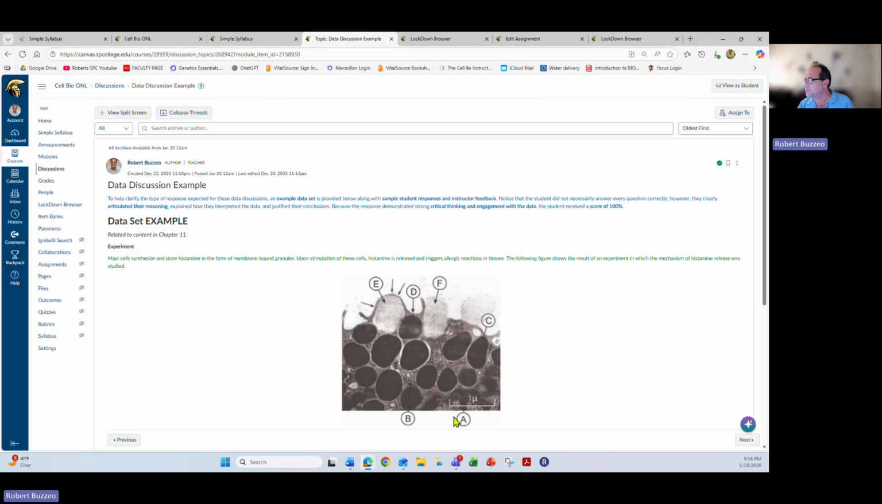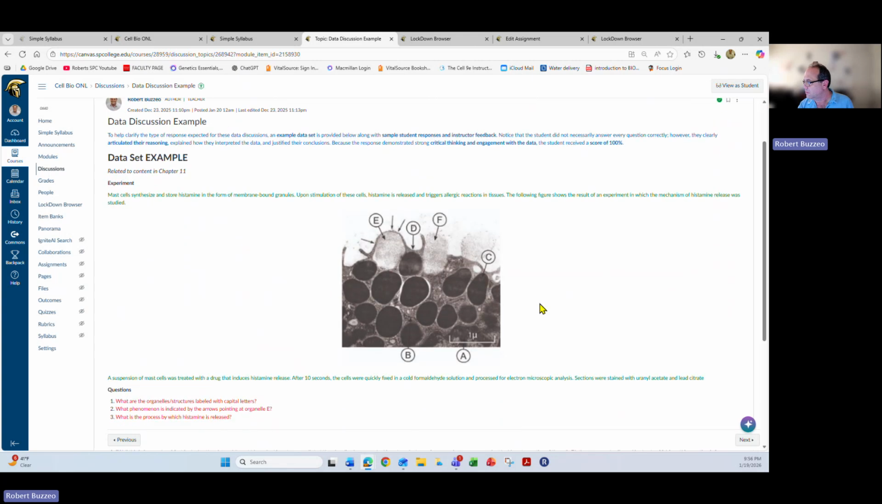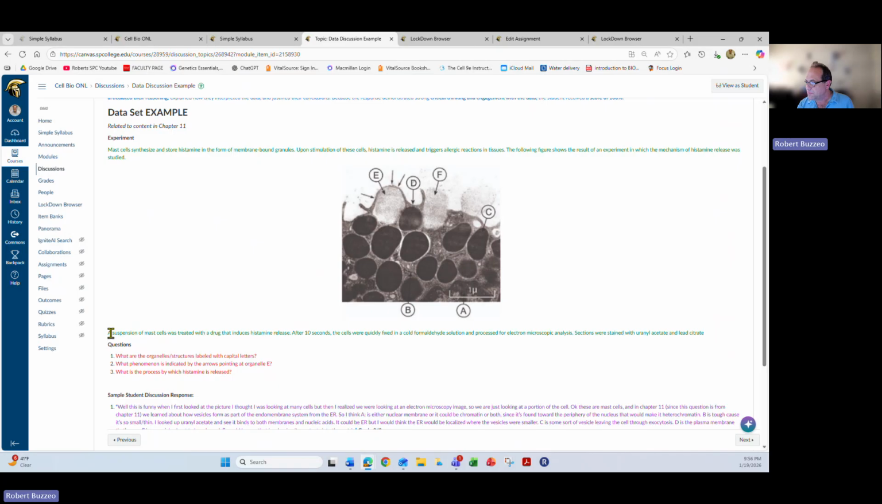So it's an electron microscopy image, and it's got all of these things within the figure labeled A through C. A suspension of mast cells was treated with a drug that induces histamine release. After 10 seconds, the cells were quickly fixed in cold formaldehyde solution and processed for electron microscope analysis. Sections were stained with uranyl acetate and lead citrate.